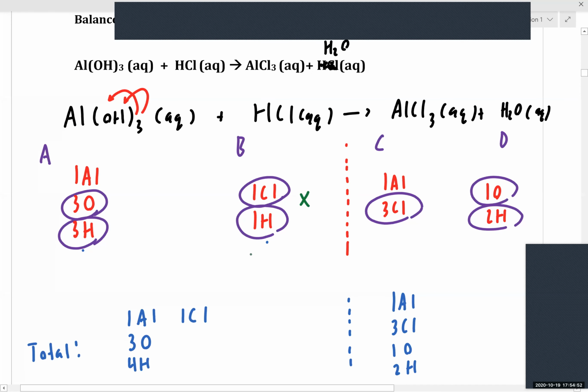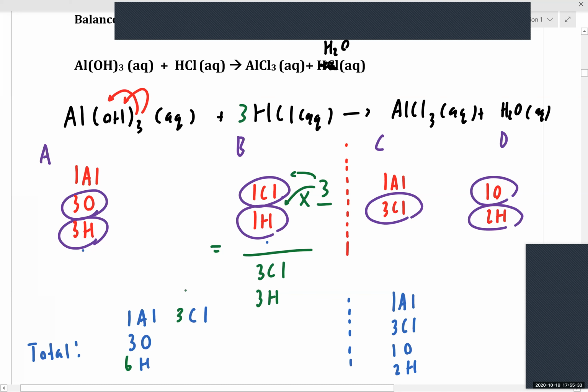We want 3 chlorines on each side. So our goal is 3 chlorines. My question to all of you is, what times 1 would give us 3? What's 3? Yep. So we put a coefficient of 3 and we multiply each of our atoms. That gives us 3 chlorines and 3 hydrogens. That in turn means we have to revise our count, as we now have 3 chlorines and 6 hydrogens in total on the left. So we adjusted our coefficient, we revised our count.